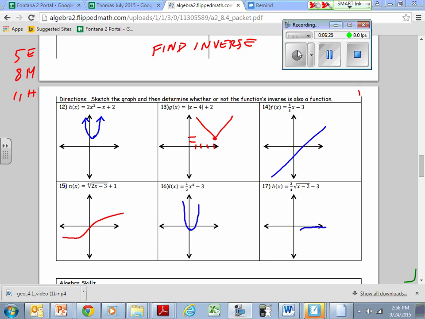We're back. Directions: sketch the graph and then determine whether or not the function's inverse is a function. Sorry, Caleb. Let's pause for a moment. To get the inverse of these things, what the inverse of a picture really means is, can you reflect the original picture over the line y equals x? Okay, what does the picture for the line y equals x look like?